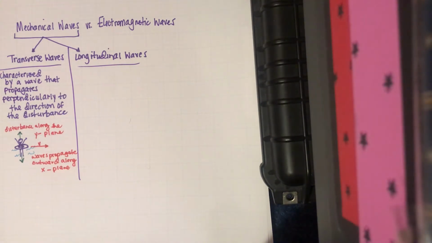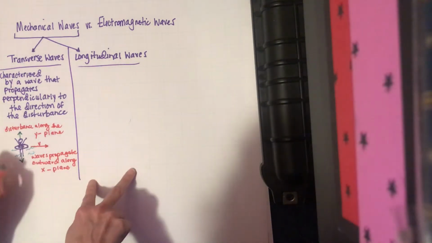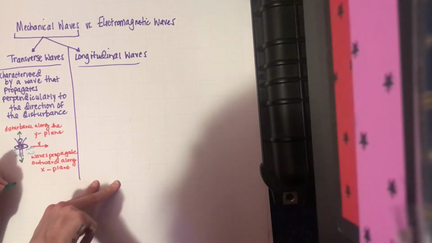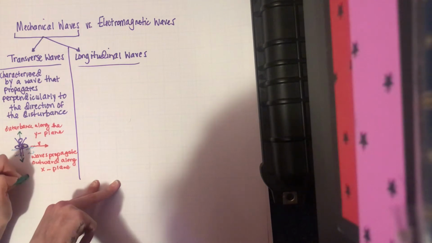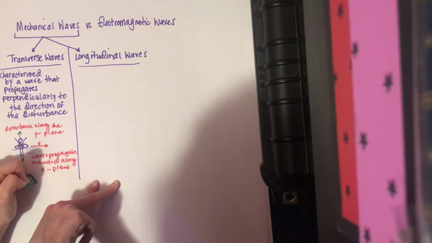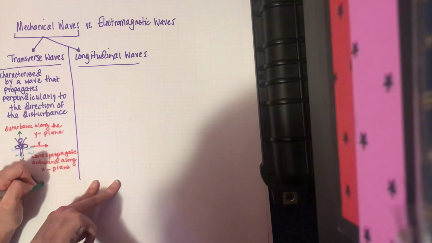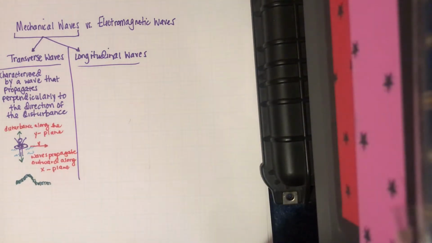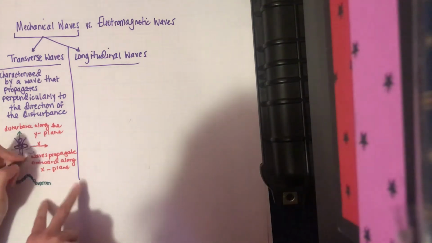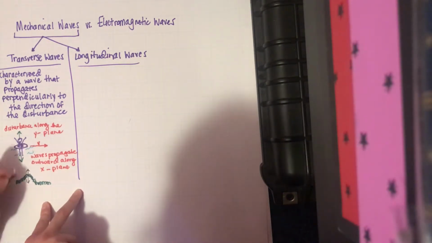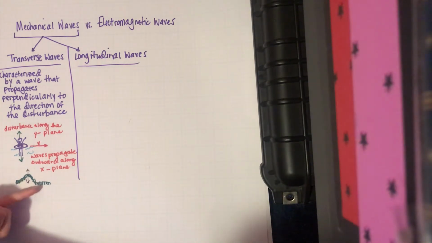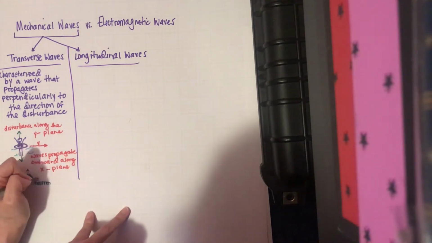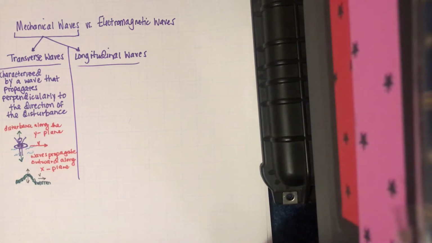So this would be a transverse wave. Another diagram could be, let's say I had a little slinky and I created a pulse in that slinky. That disturbance happened in the vertical plane. However, the pulse is going to propagate in the horizontal plane. Okay, so that would be a transverse wave.